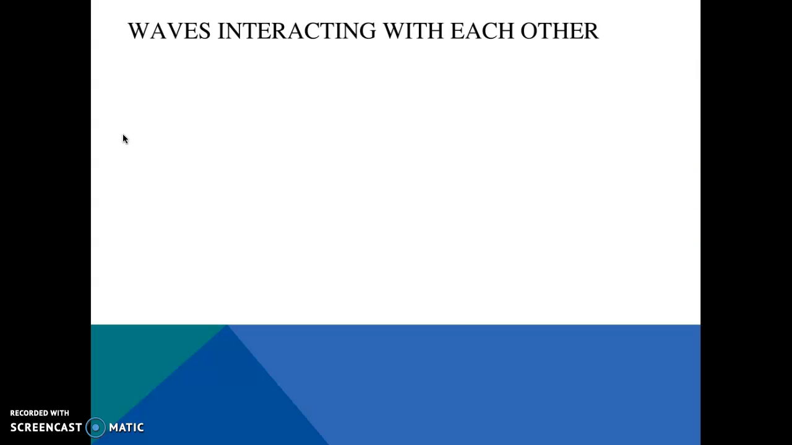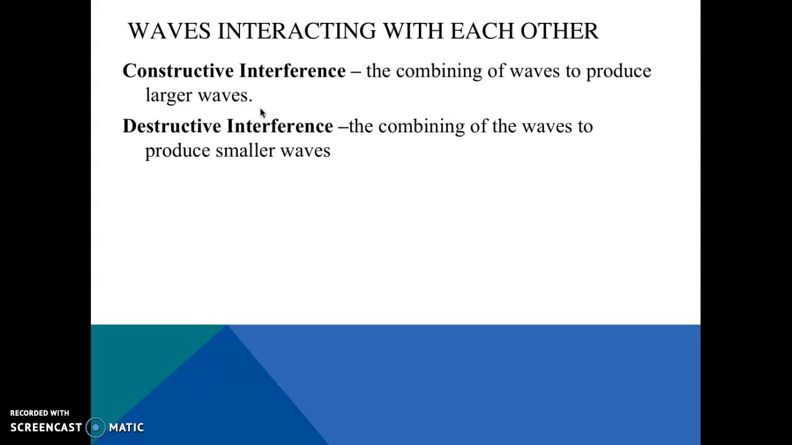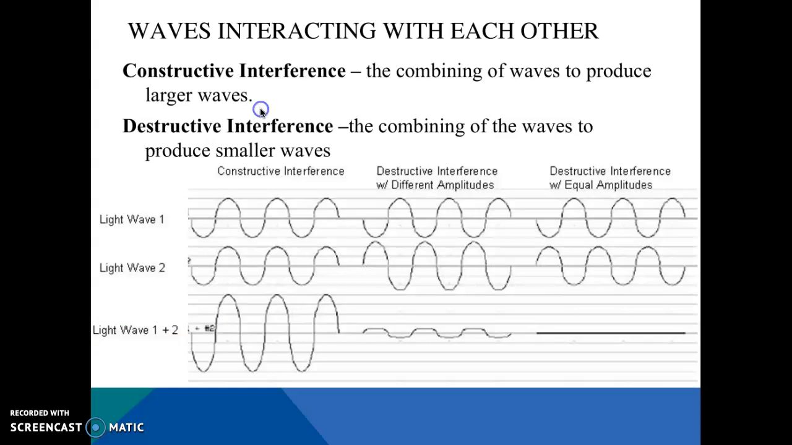And then we can talk about what happens if two waves interact with each other. We have two different types of interferences. The first one is constructive interference, which is the combining of waves to produce larger waves. And this makes sense because it has the word constructive, which looks like construction, and a construction worker builds things. And in constructive interference, things are building together, getting higher and higher. And then we have destructive interference, which is the opposite. Destructive interference is the combining of the waves to produce smaller ones. So you can think of the word destroying, or something is getting smaller. If it's destroyed, destructive interference, the waves are getting smaller.